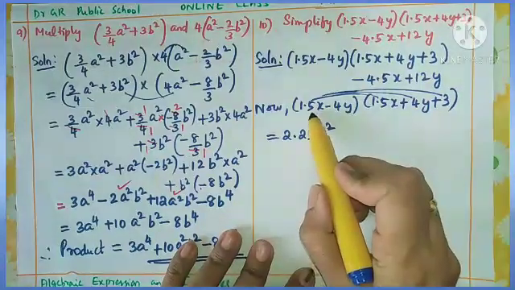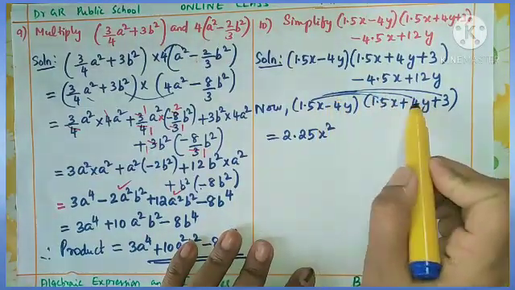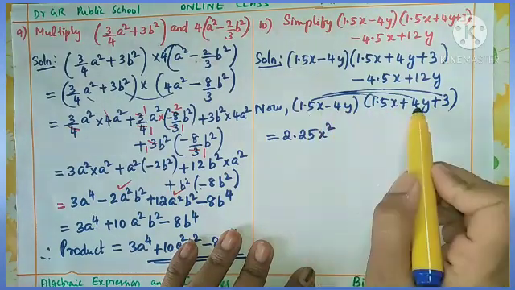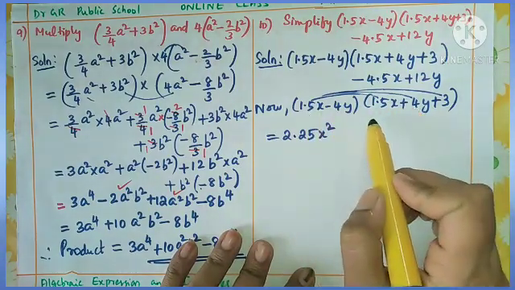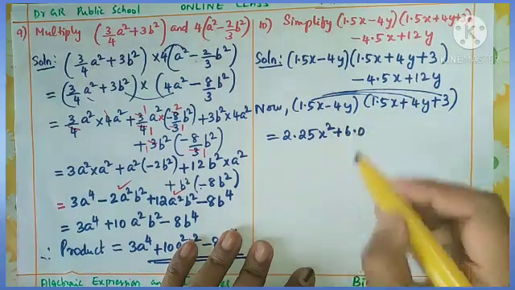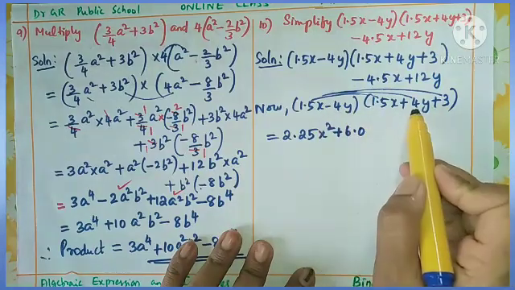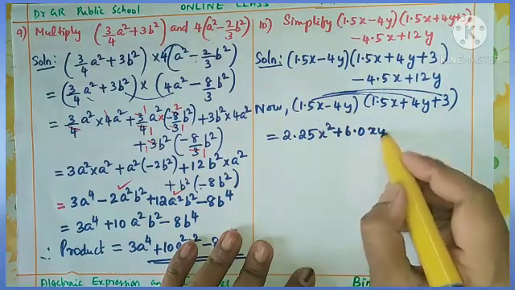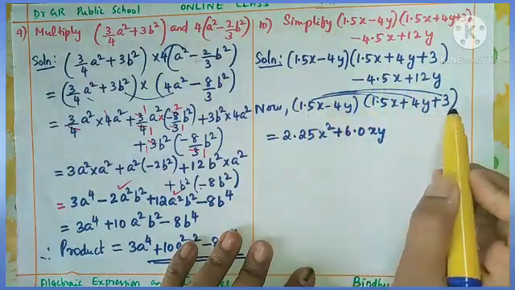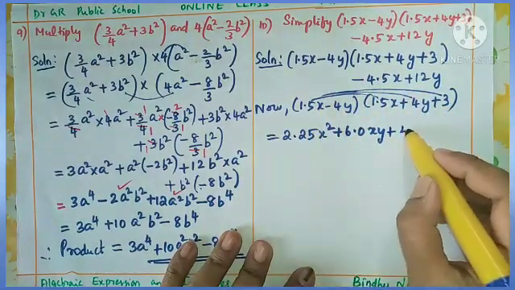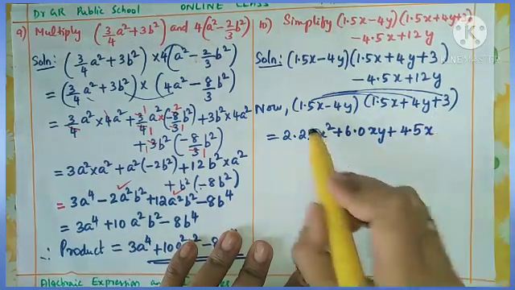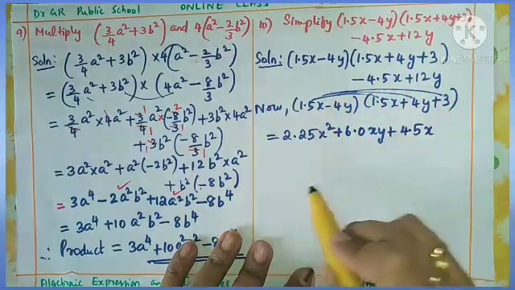Okay. Now 1.5 into the second term, 4. 1.5 into 4, how to find out? What is 15 into 4? 60. So when you put the decimal, it becomes 6.0. So plus 6.0, here x, here y, so it becomes xy. Then 1.5x into the third one. 15 into 3 is 45. So put 45 and decimal, so 4.5x. So the first term is over.